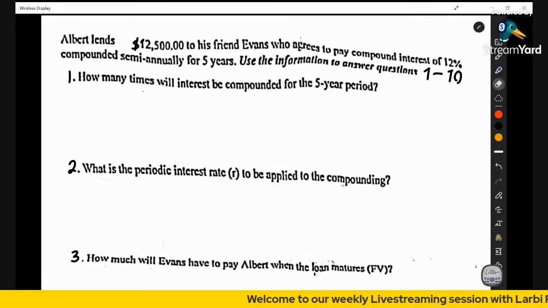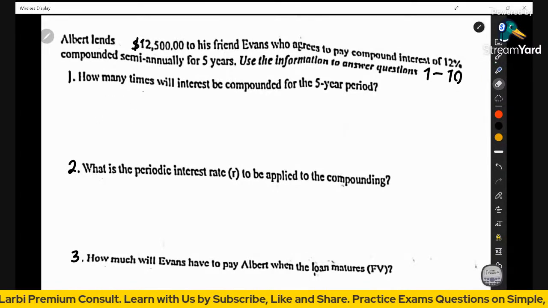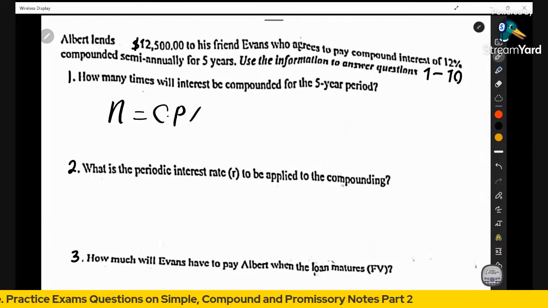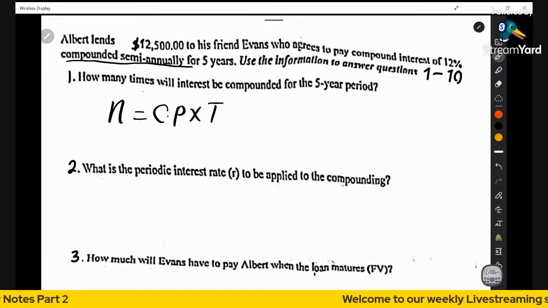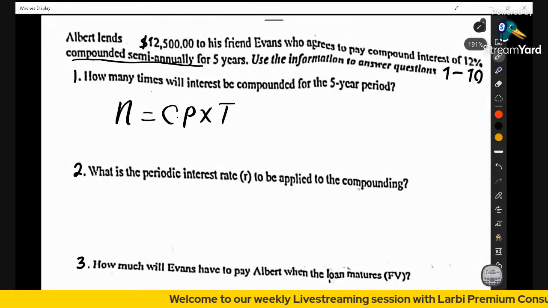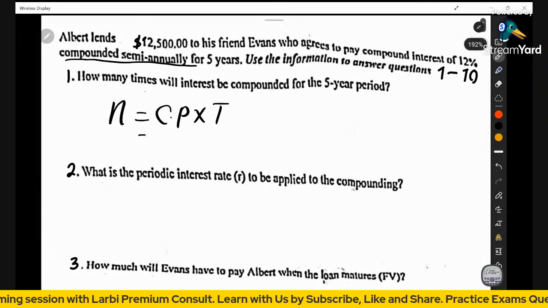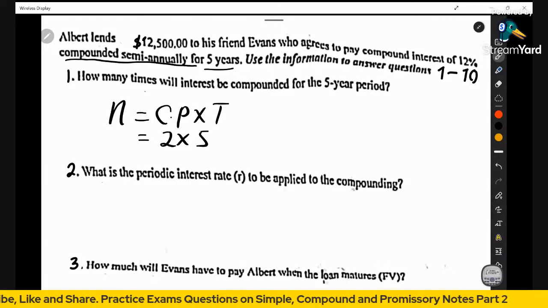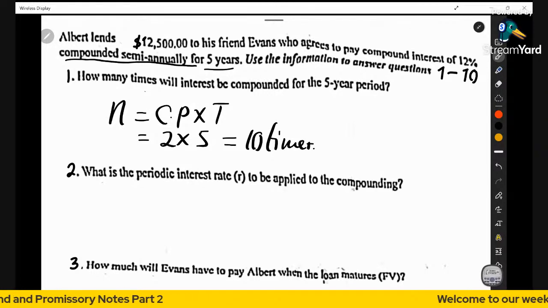So the question goes like, how many times will the interest be compounded for 5 years? So you are talking about the number of times to be compounded. For us to get the number of times to be compounded, we say that n should be equal to the compounding period multiplied by the time. The compounding is semi-annually. How many semi-annuals do you have in a year? Two times in a year, right? So n is going to be 2 multiplied by the time of 5 years, which is 5. So we get our number of times we compound, which is 10 times. Simple. Hope that is clear.